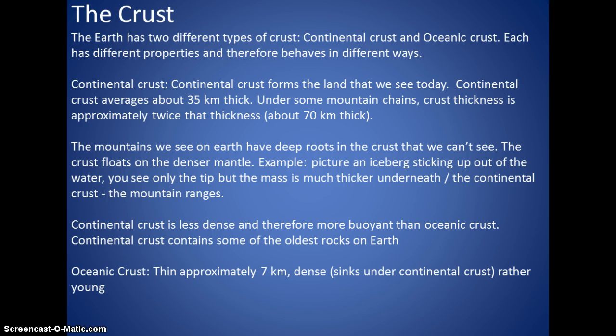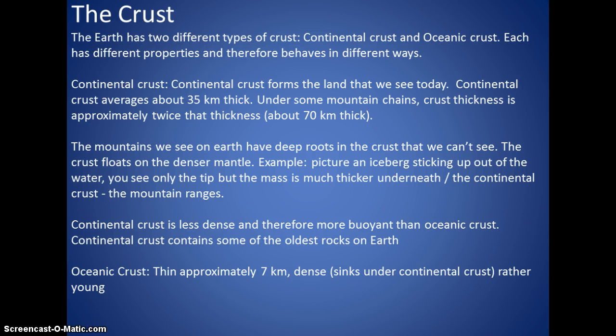For example, picture an iceberg sticking out of the water. You see only the tip of the iceberg, but the mass underneath the water is much thicker. The same thing applies with the continental crust. We see the mountain ranges, but the part that we can't see is a lot thicker than what's sticking out of the ground. The continental crust is less dense and therefore more buoyant than the oceanic crust. The continental crust contains some of the oldest rocks on Earth.